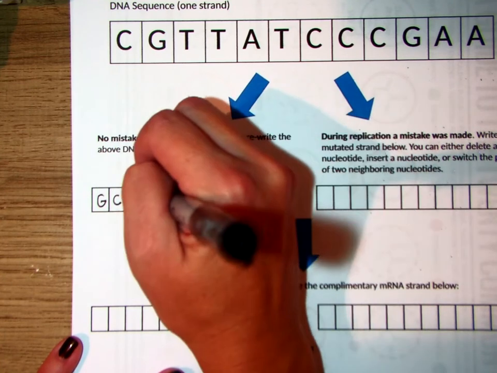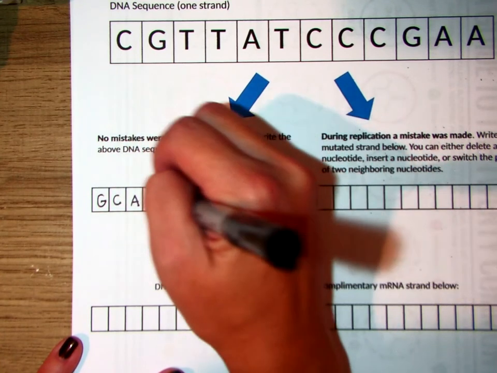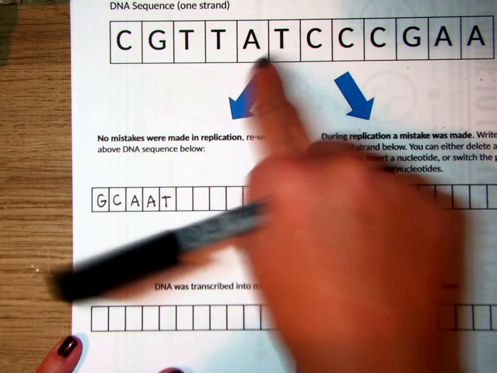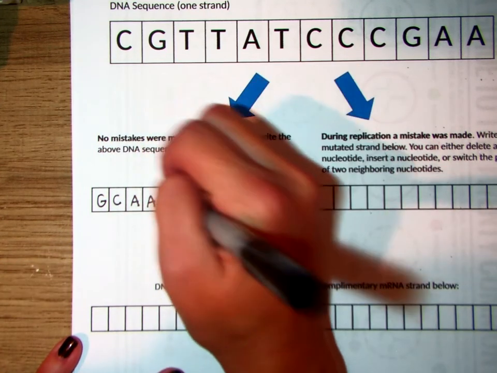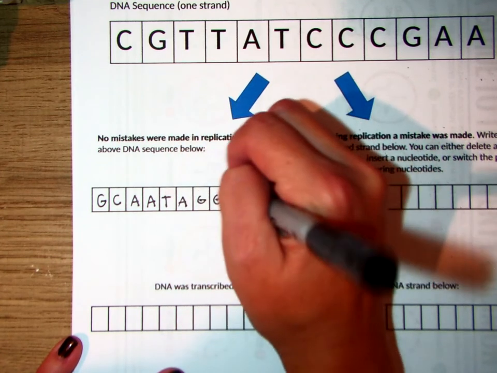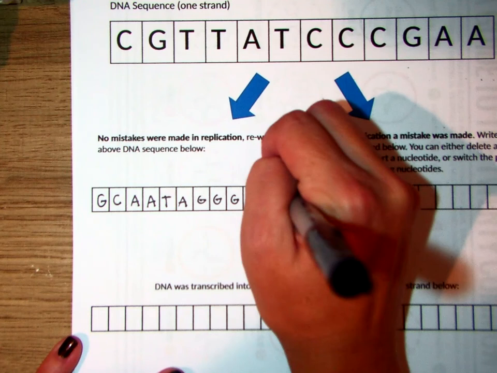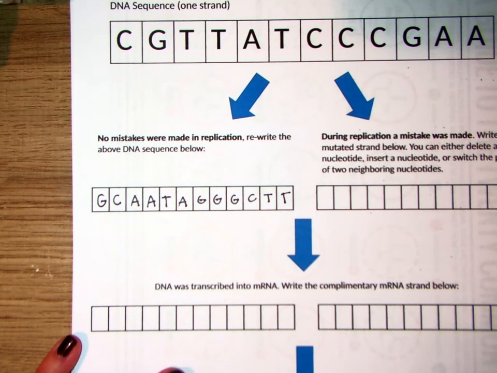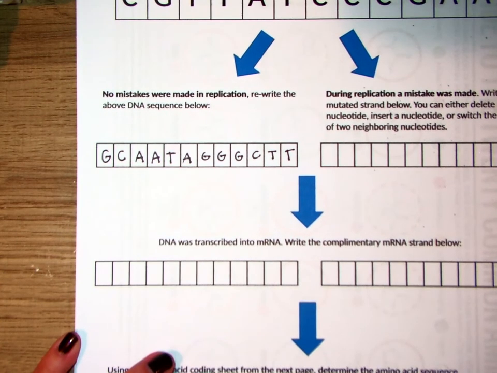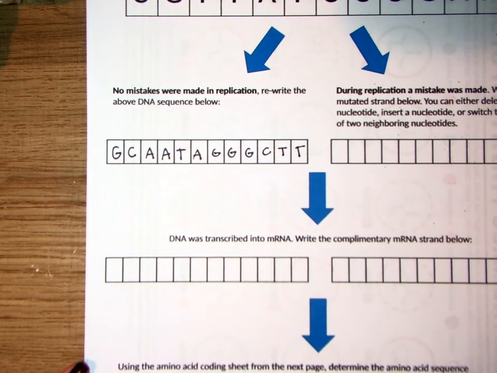A, T, A, G, G, G, C, T, T. So practice filling that in, see if you can do it on your own. And next, the DNA was transcribed into mRNA, so write the complementary mRNA strand below.